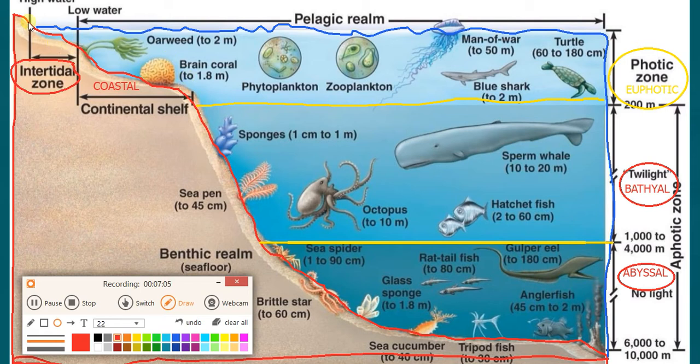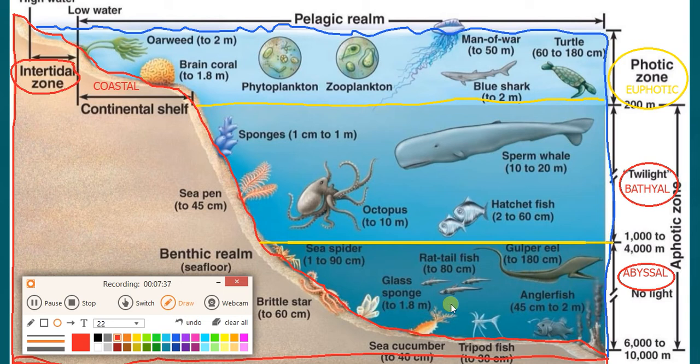The coastal zone is anywhere above the continental shelf. The photic or euphotic zone is the depth of the ocean. So it could be the open ocean, it can be the coastal zone, it can be the intertidal zone. Anywhere in the ocean where photosynthesis can take place. We've got the twilight or bathal zone, a zone with very little light.